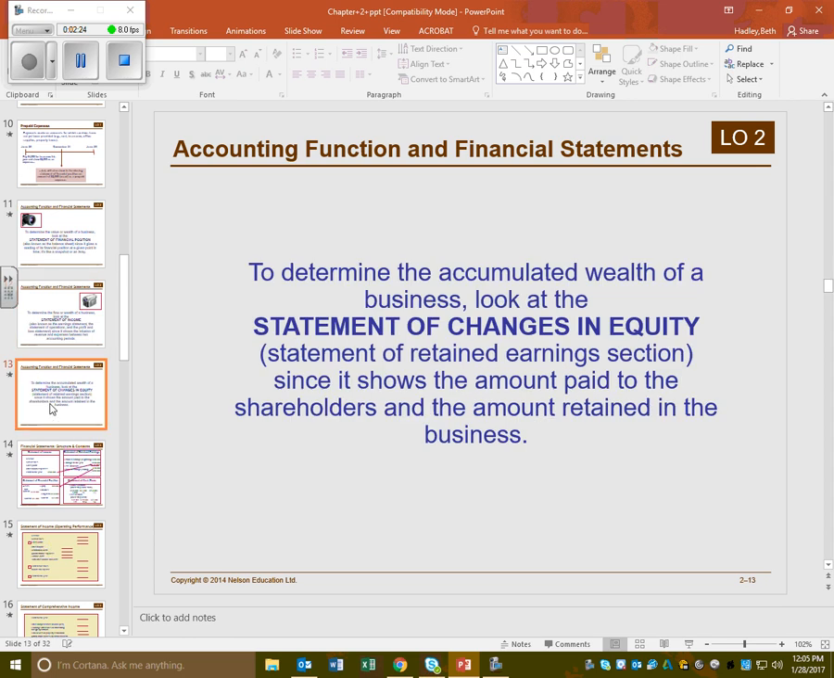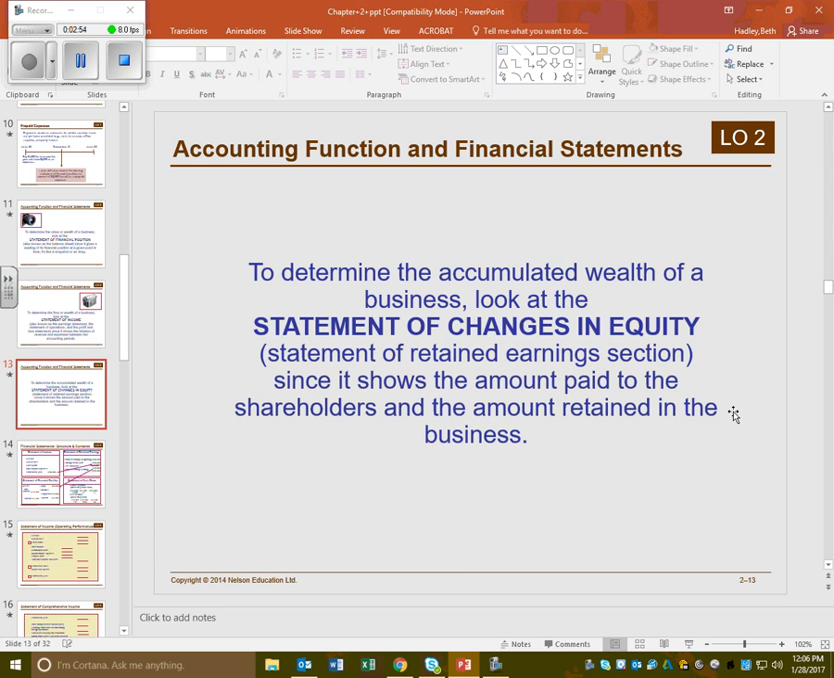All right, and then the statement of changes in owner's equity or statement of retained earnings section is also where you'd find out what the value of the common shares are that have been sold by the company, and then the earnings that have been retained in the company. It's just a new name now, whereas before it used to be the net income that was kept in the company.